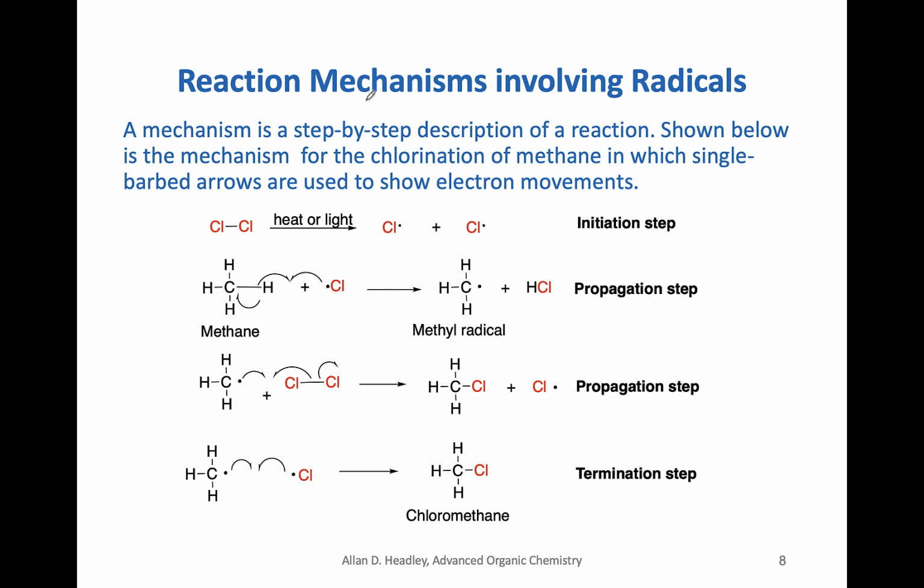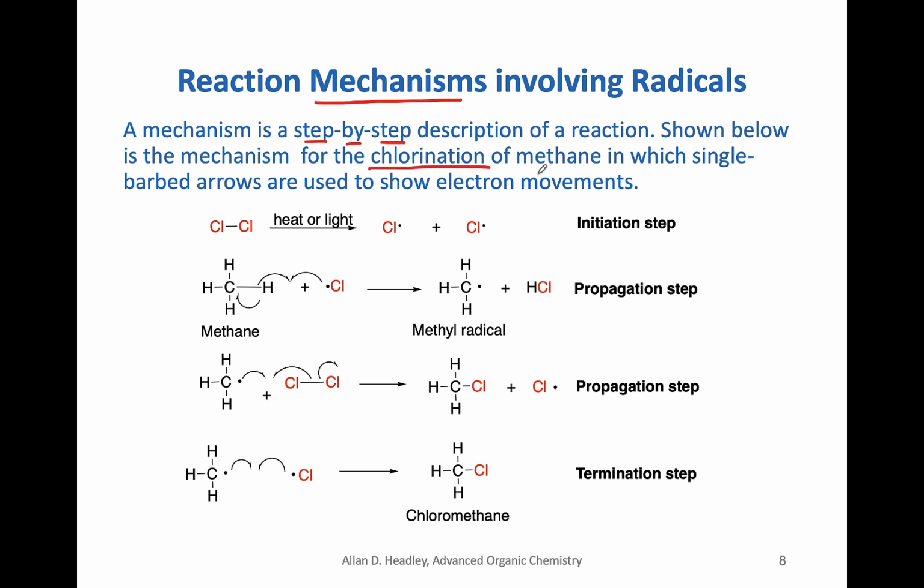Let us now look at reaction mechanisms. You may recall that a mechanism is really a step-by-step description of a reaction. As you know, most reactions don't typically occur in one step. They occur by creating different intermediates, and the intermediates react and keep reacting until we have a final product. So let's look at this example, which we have seen before, and that is the chlorination of methane.